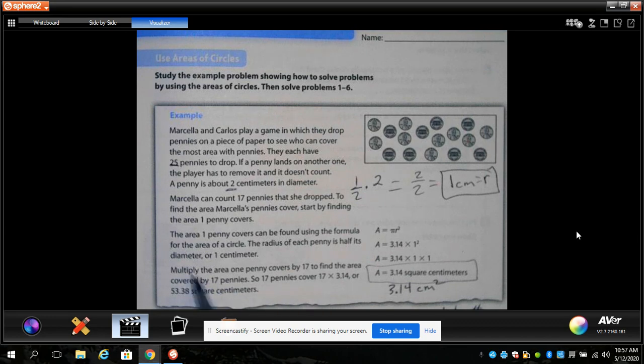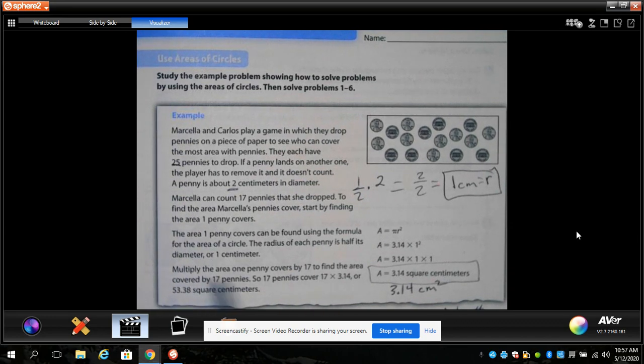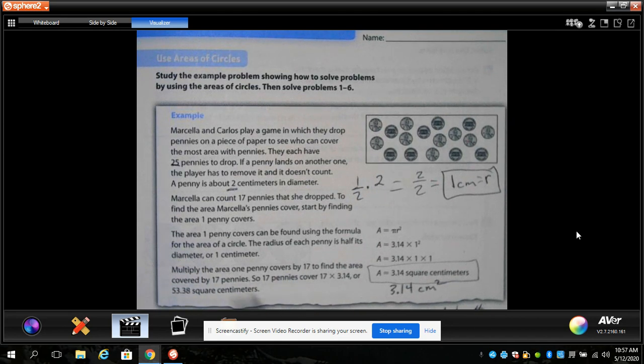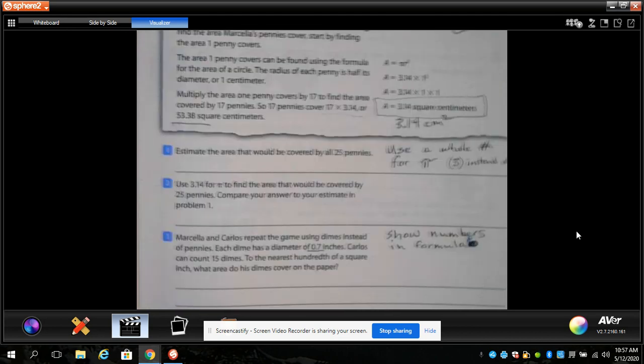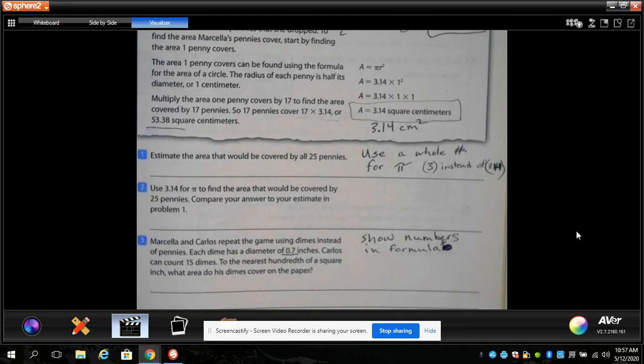So here it says multiply the area 1 penny covers by 17 to find the area covered by 17 pennies. So Marcella can count 17 pennies that she dropped. So that's why we're going to multiply it by 17 to get the 53.38 square centimeters covered by the 17 pennies.